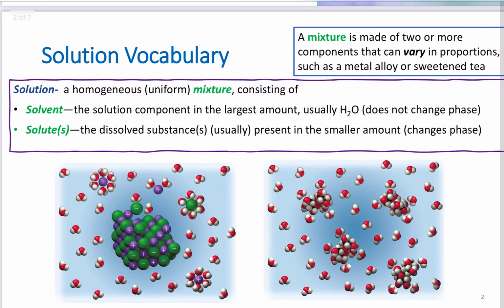So a review of some vocabulary you're going to see in this semester is the following: solution and solvent and solute. So one thing I want to make a point of is when I say mixture, a mixture is something that is made of two or more components that can vary in proportions, such as a metal alloy or sweet tea. What is a metal alloy? A metal alloy is a piece of metal that's made up of multiple metals itself, whether it be two or more individual metals. Stainless steel, for example, is a metal alloy.